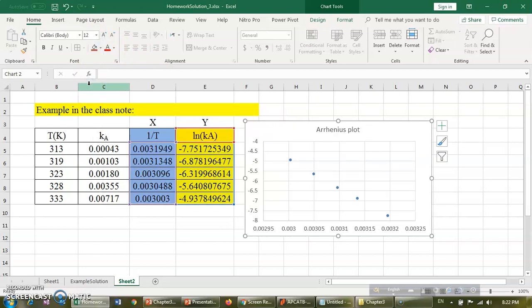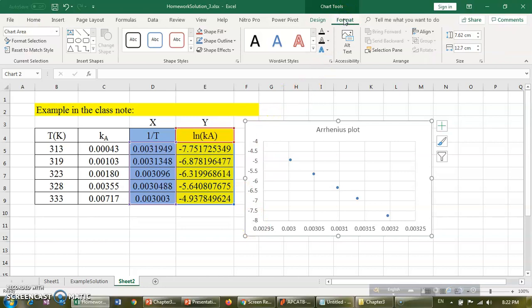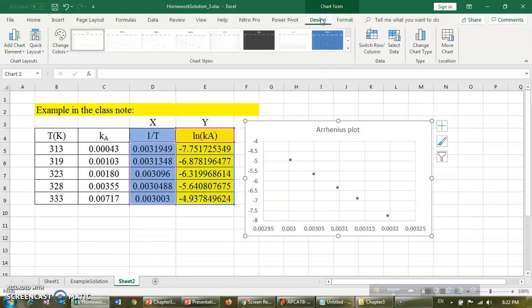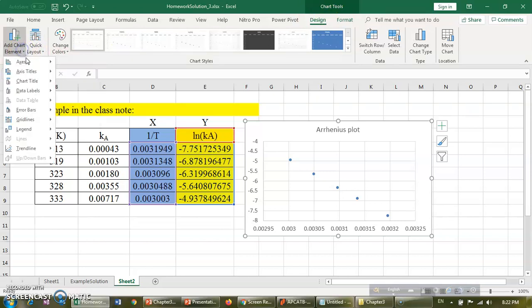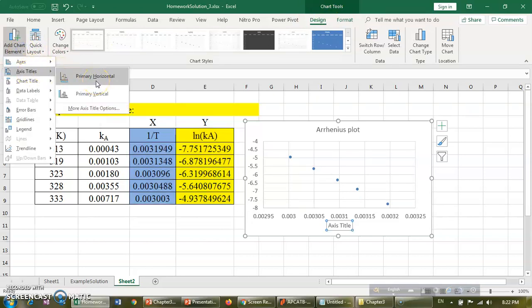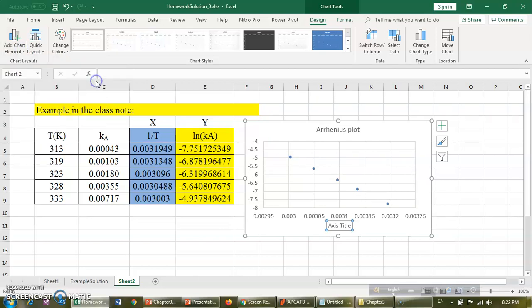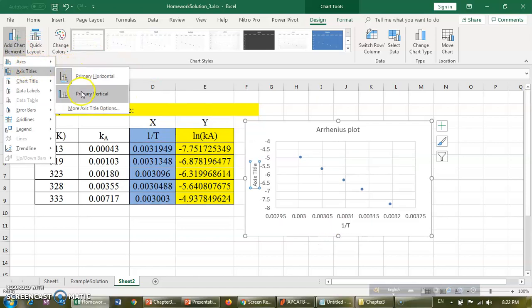Also you can do lots of other things. If you want to give the axis titles, go to, I think, Format, sorry, Design, Add Chart Element, Axis Title. You can have primary horizontal, and you can write down here: this is inverse of temperature, the unit being 1 upon Kelvin. And also we will have an axis title for the vertical one.